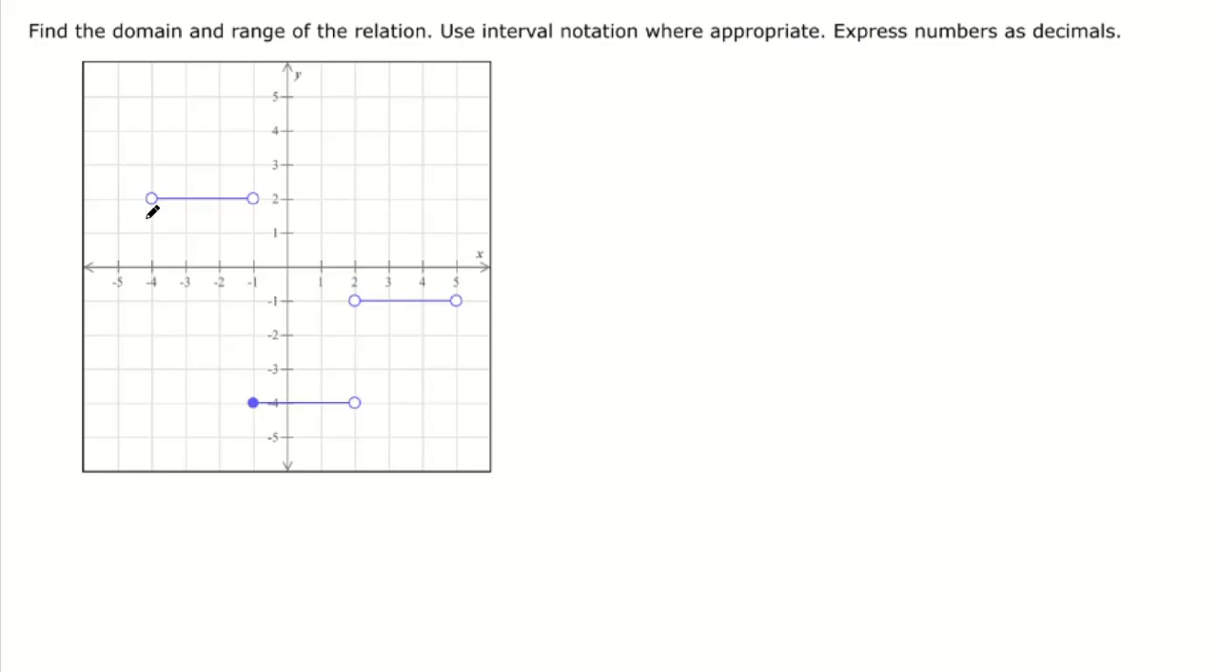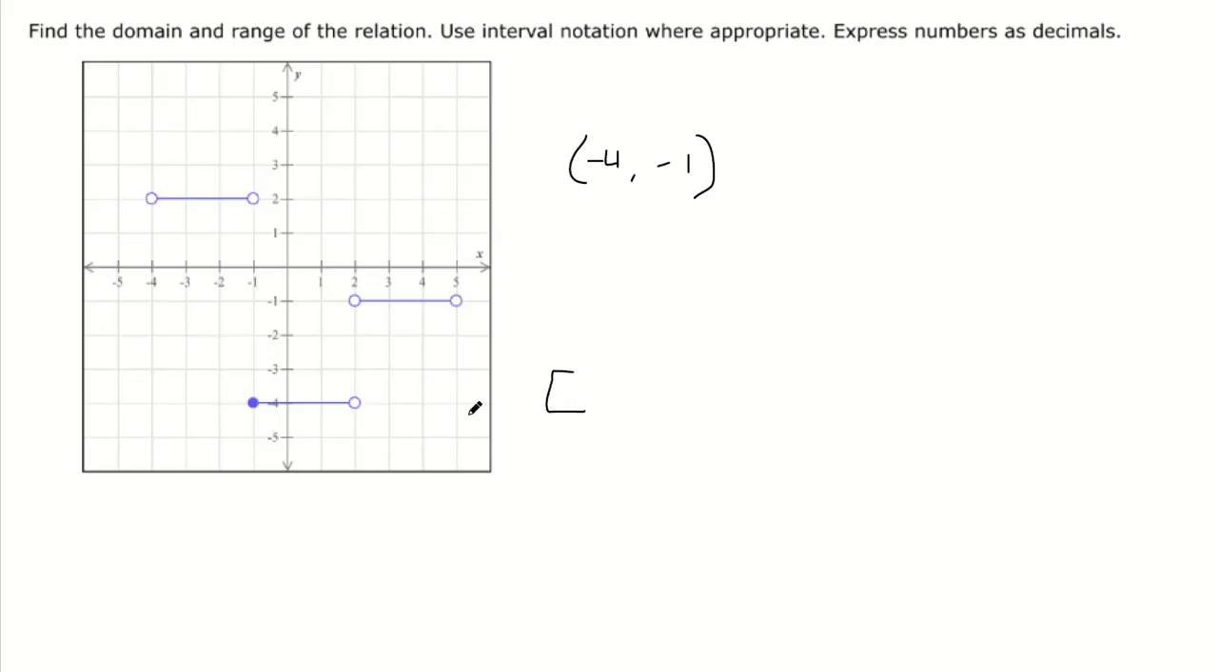The domain of a function represents all the possible x values. So this is the x-axis. So this blue line exists between x equals -4 and x equals -1. So in interval notation, we have to use parentheses because of the open circle. That's (-4, -1). And then the blue line also exists for this function between -1 and +2.